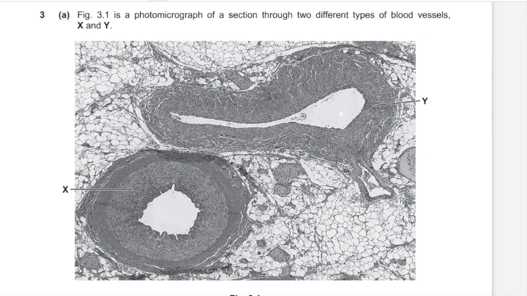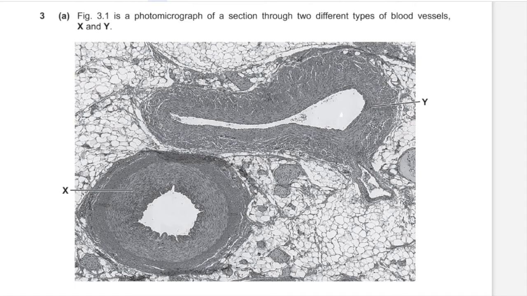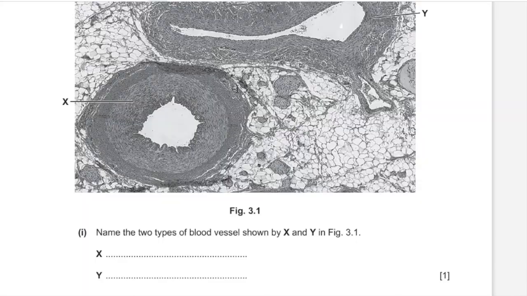3a. Figure 3.1 is a photomicrograph of a section through two different types of blood vessels, X and Y. One, name the two types of blood vessels shown by X and Y in figure 3.1. As you can see, the diameter of lumen in X is smaller relative to the thickness of the wall, meaning that this is an artery, and also the tunica intima has wavy edges, unlike Y, where the tunica intima is smooth and the lumen diameter is wider relative to the thickness of the wall. So X is an artery and Y is a vein.